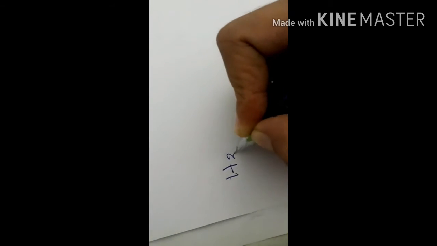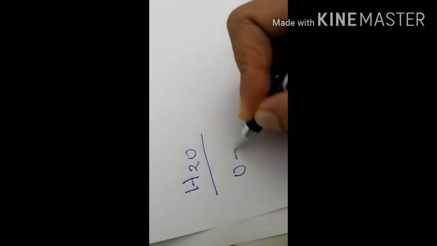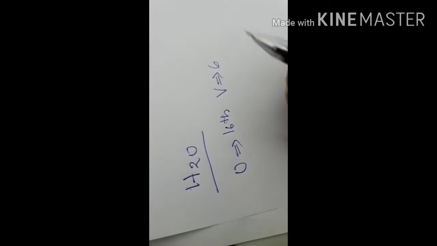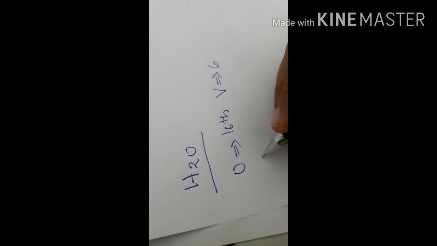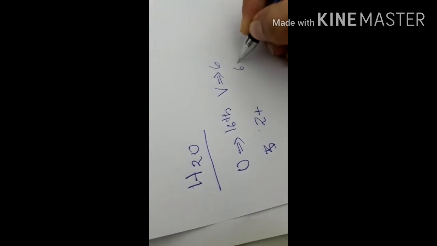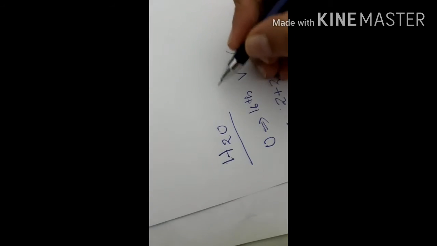Next we consider another molecule, H2O. Here oxygen is the central atom and it is a 16th group element. Its valency is 6. 2 hydrogens are attached. By applying the above formula, we get 2 plus the number of lone pairs, that is 6 minus 2 is equal to 4. 4 means 4 electrons, that is 2 lone pairs. So 2 plus 2 is equal to 4, which means H2O is sp3 hybridized.